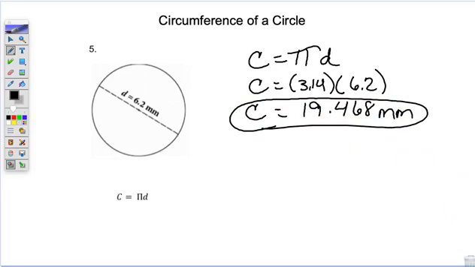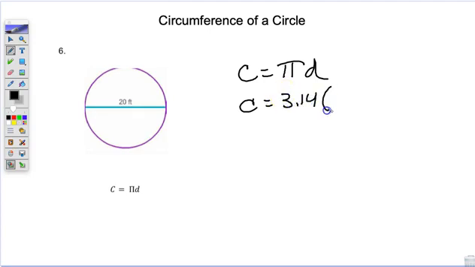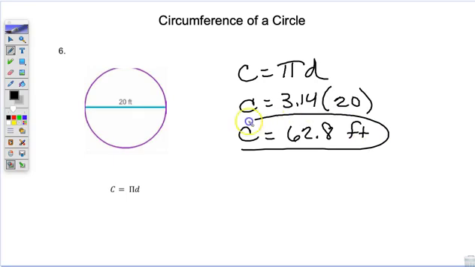And let's do one more example where we're given, once again, the diameter. We have 20 feet this time. So let's go ahead and multiply 3.14 times 20. You should get 62.8 feet. We're going to go ahead and circle that. So there you have it. Circumference of a circle, which is the distance around the circle.